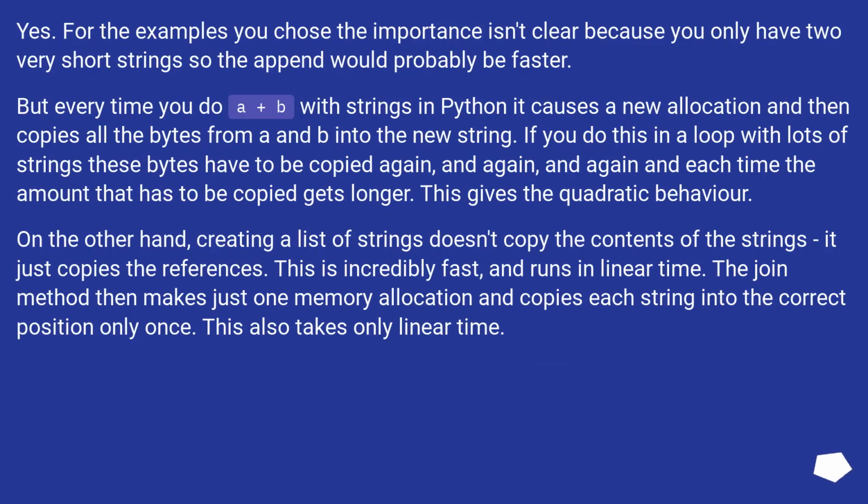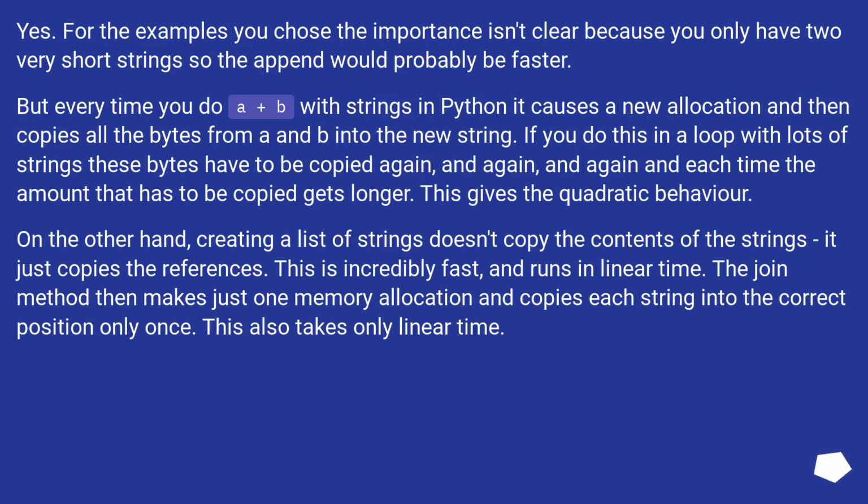Yes. For the examples you chose, the importance isn't clear because you only have two very short strings, so the append would probably be faster. But every time you do A plus B with strings in Python, it causes a new allocation and then copies all the bytes from A and B into the new string. If you do this in a loop with lots of strings, these bytes have to be copied again, and again, and again, and each time the amount that has to be copied gets longer. This gives the quadratic behavior.